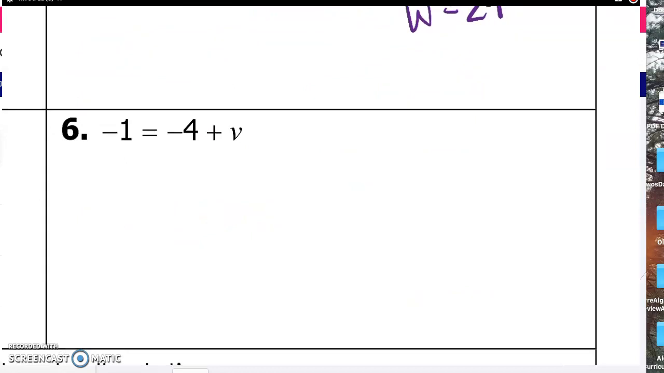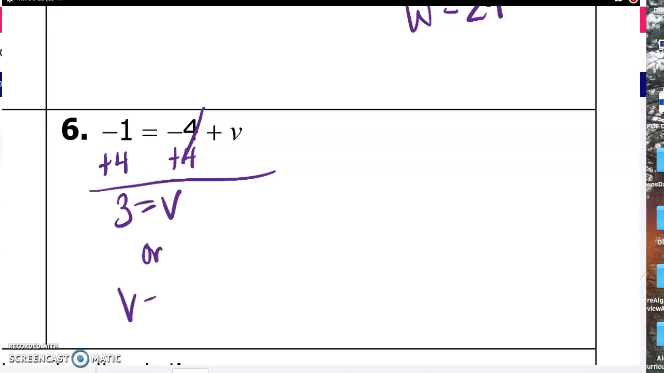Number 6, this one is really tricky. So same thing that we just looked at. The first thing, if you want to leave it how it is, we have a negative 4 that we need to get rid of. Even though there's a plus sign, we need to get rid of a negative 4. So we would have to add 4 to get it to cancel. Add 4. 3 equals V, or you can flip it around and say V equals 3. This is a little bit easier to look at.